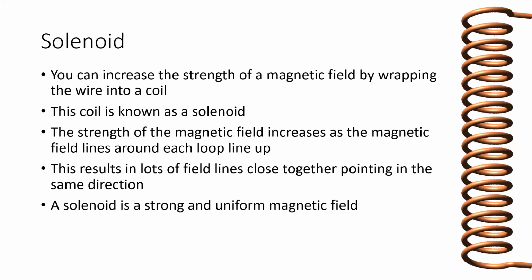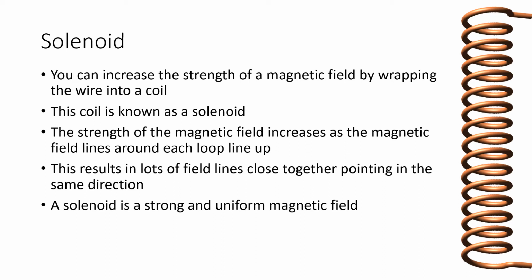If we take that wire and we wrap it up into a coil, as you can see on the right hand side of the screen, you'll actually increase the strength of the magnetic field. And the strength of the magnetic field increases because all the field lines around each bit of the wire line up and they combine. The field lines are much closer together as well as in the same direction.